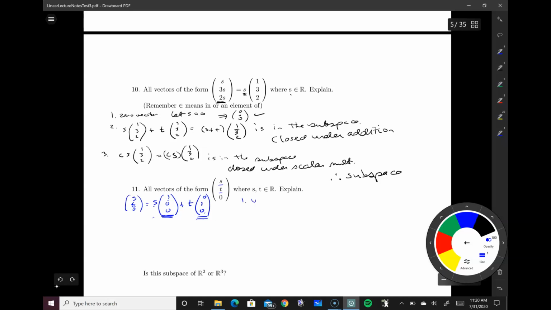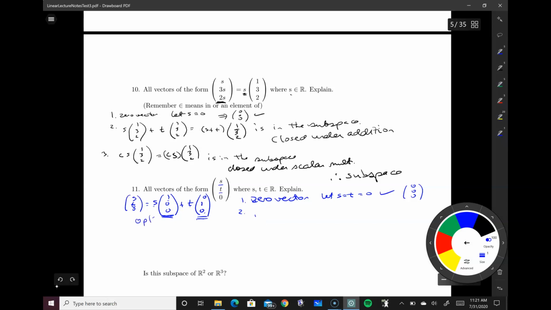So first, is there a zero vector? If I let s and t equal 0, yes, I get the zero vector. So that's all taken care of. Is it closed under addition? So if I have two things, well, let me just put it together. I don't have to separate it. I could separate it, right?